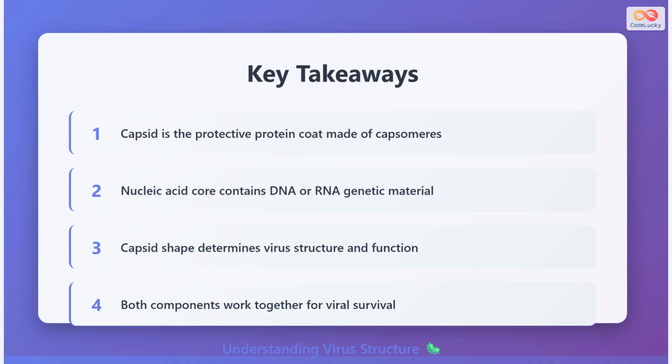Let's recap what we've learned about virus structure. First, the capsid is the protective protein coat made up of smaller units called capsomeres. Second, the nucleic acid core contains either DNA or RNA as genetic material. Third, the shape of the capsid determines the virus's overall structure and how it functions. Finally, both components work together seamlessly for viral survival and reproduction. Understanding these structural features helps us comprehend how viruses infect cells and cause disease.